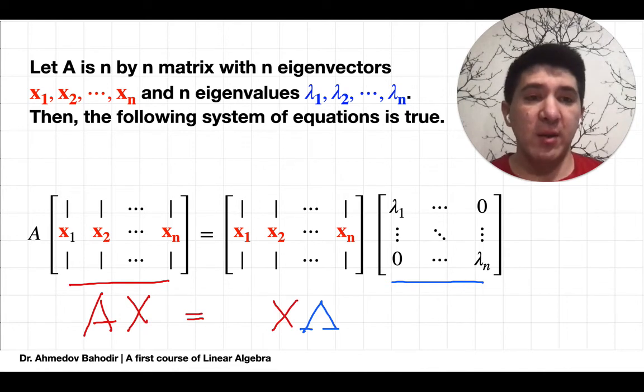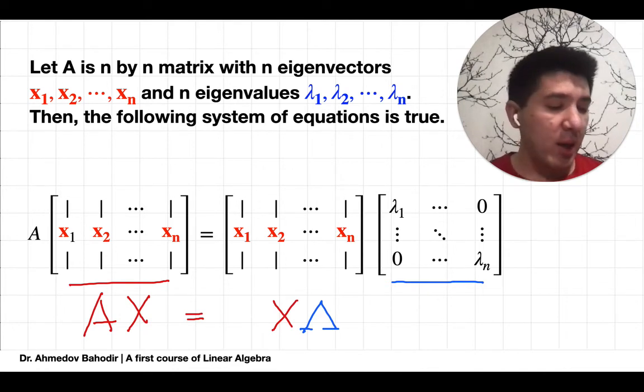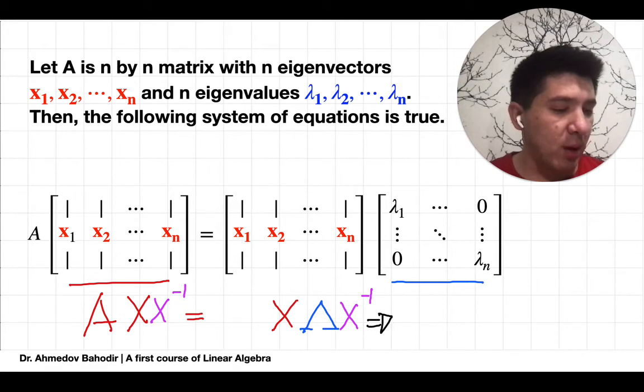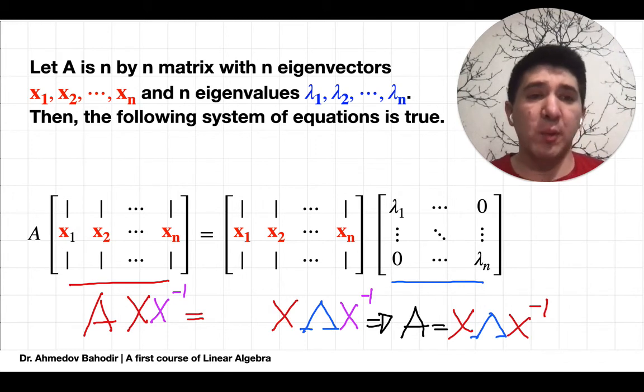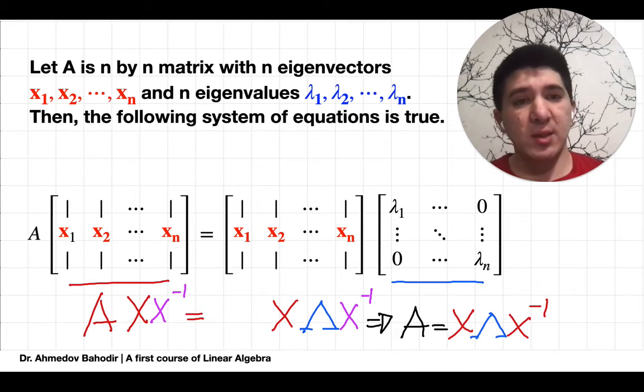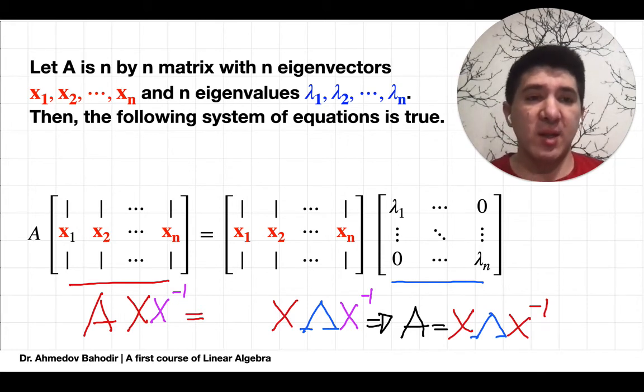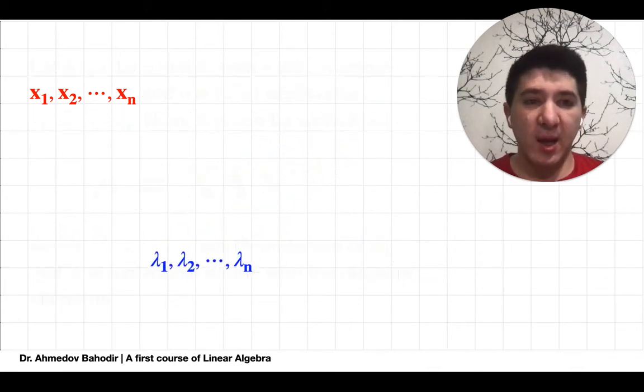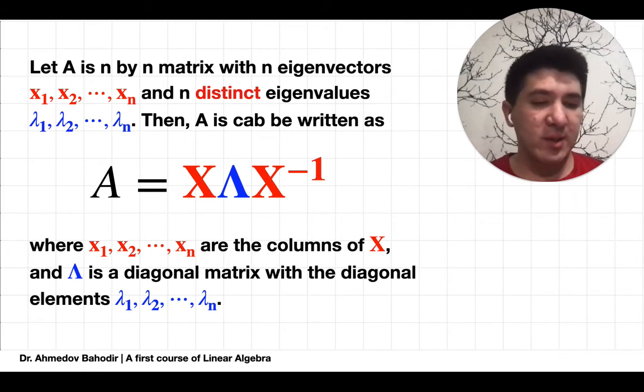So therefore, the matrix X is going to be invertible, and by just multiplying both parts of this equation by the inverse of this matrix, we can bring this to the form A equals X Lambda X inverse. So this is what we call a diagonalization. We can write down the square matrix A with distinct eigenvalues as the multiplication of three matrices which contain the eigenvalues and eigenvectors. So this is going to be called a diagonalization.